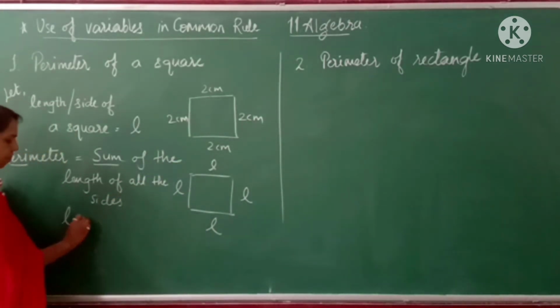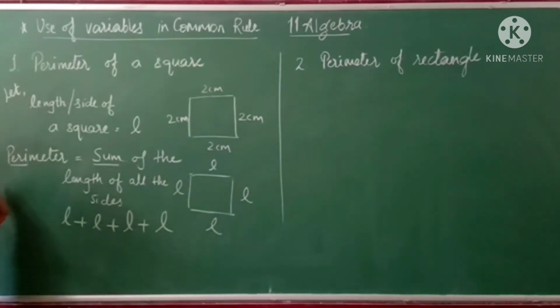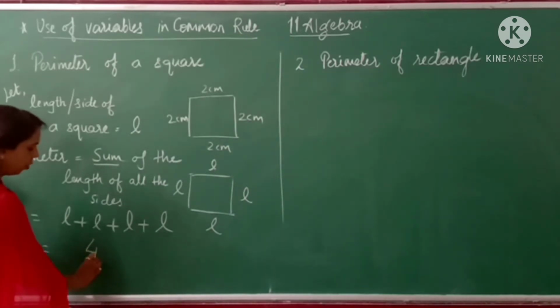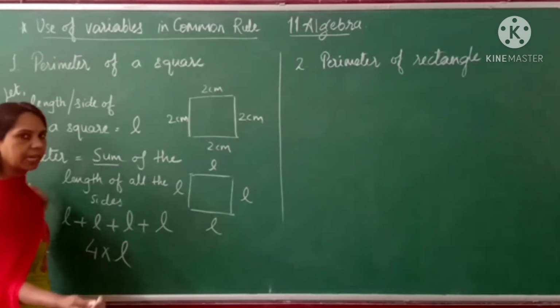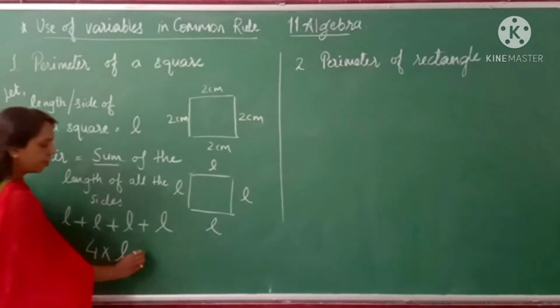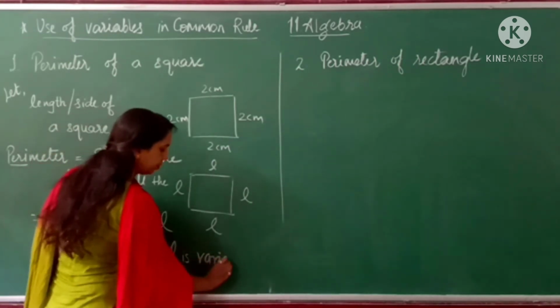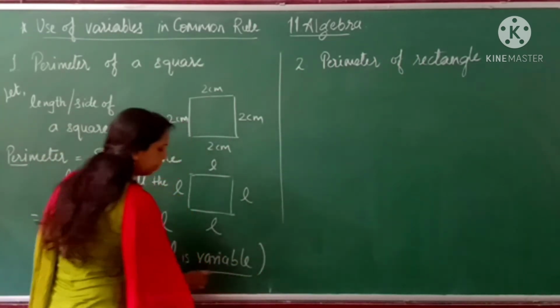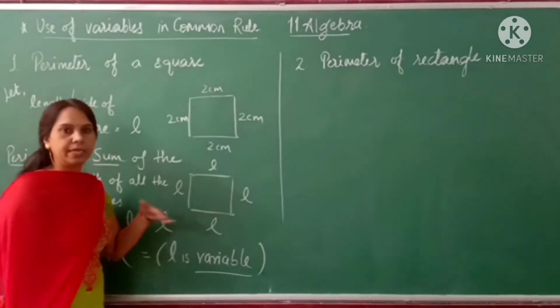So when we add all the sides, what do we get? We get L plus L plus L plus L. How many times have we added L? We have added it 4 times. So here we will write 4 into L. L is added 4 times, therefore we write 4 into L, where L is a variable. Here variable means that the value of L can be different.